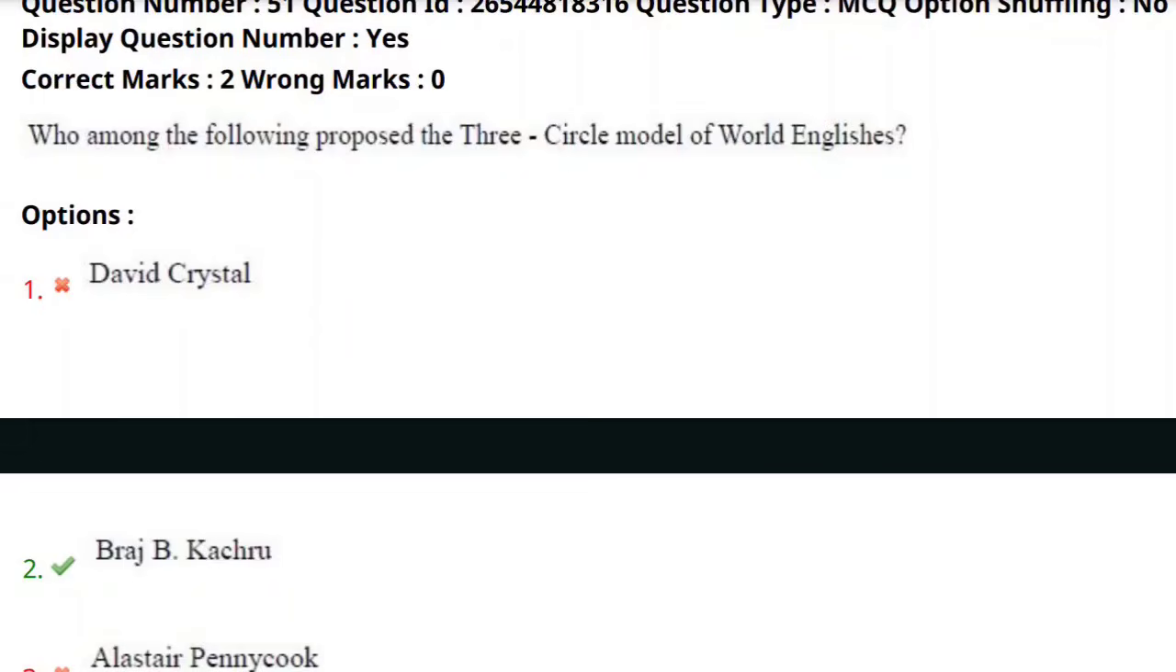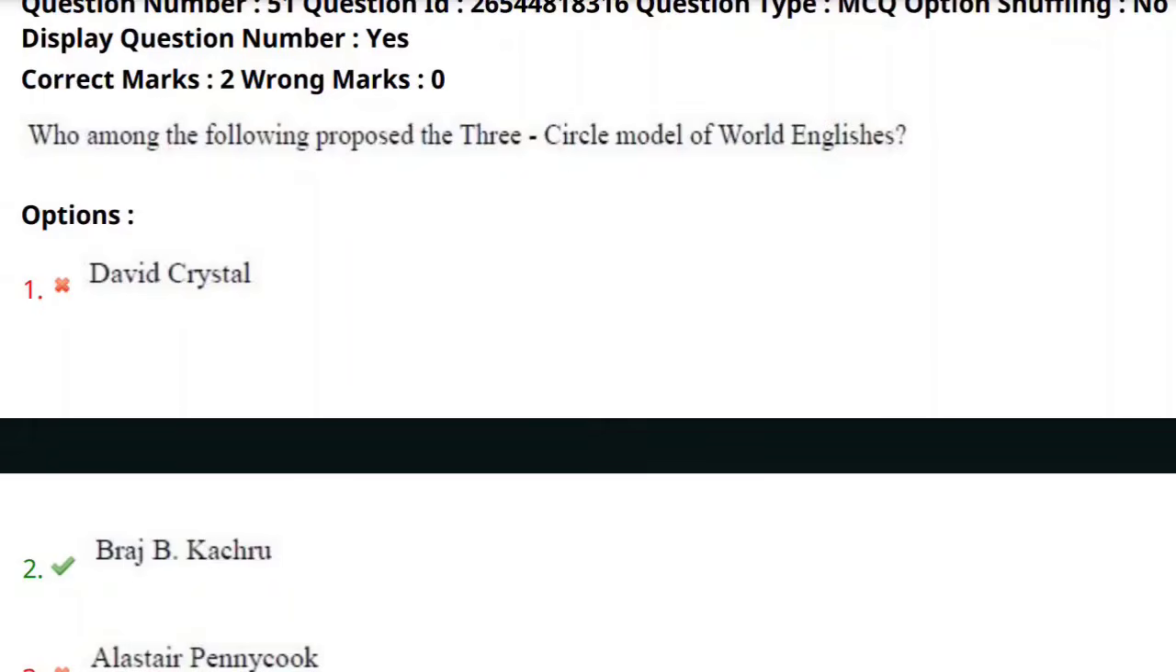When it comes to the expanding circle, which is the last circle, English is learned as a foreign language. The countries which come under the expanding circle according to Braj B. Kachru are China and Japan. So: inner circle, outer circle, and expanding circle. Note down all these details so that you can expect the questions. You cannot expect the same question again, but there will be some change. They'll ask the countries that are present in the inner circle, outer circle, or expanding circle. You need to remember the country names and the circle names.